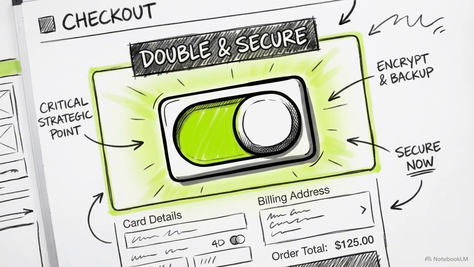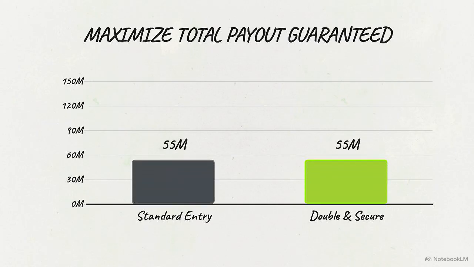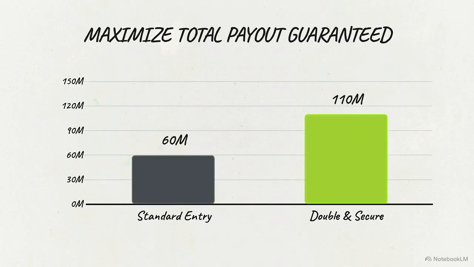You will see a toggle for a feature called Double and Secure. Upgrading your ticket requires adding only 1 to 2 dirhams to your final checkout price, depending on your region. Engaging this feature mathematically doubles your total potential jackpot payout.